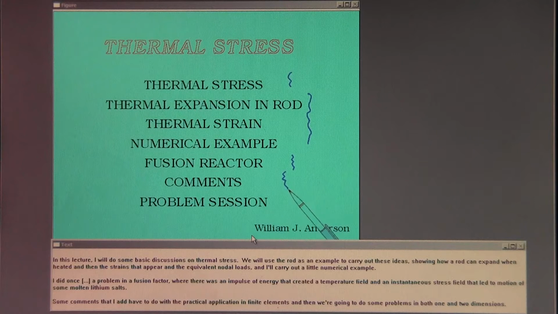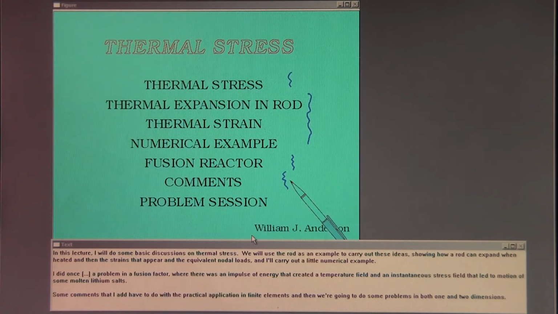Some comments that I add have to do with the practical application in finite elements, and then we're going to do some problems in both 1 and 2 dimensions.